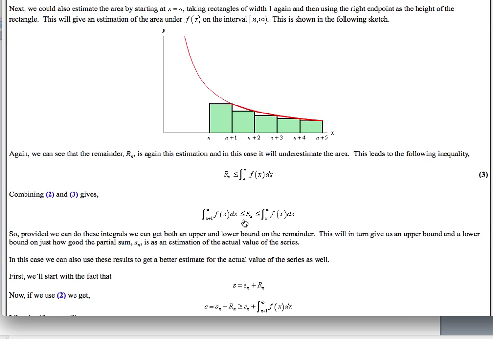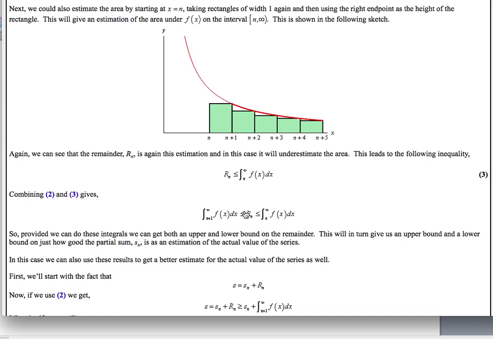So if you find those two integrals, from n to infinity and from n plus 1 to infinity, of course n to infinity is going to be more than n plus 1 to infinity. It's going to have more value to it, if you will, because you're starting further to the left. That's going to be larger than this, and r sub n is also going to be trapped between those two continuous quantities. R sub n is of course a discrete quantity, it's one exact value. And that's what we're trying to estimate.